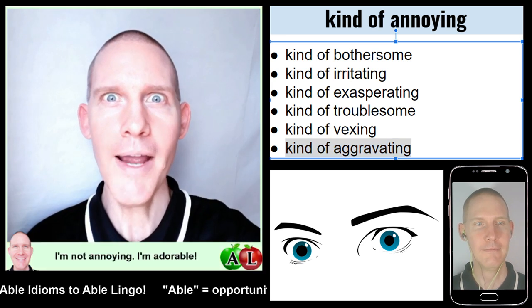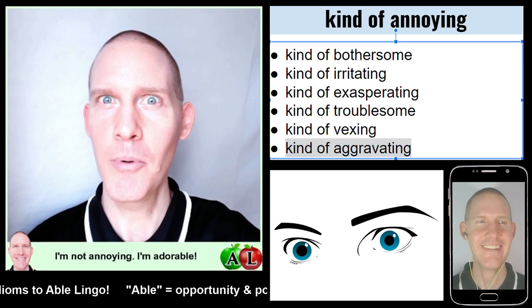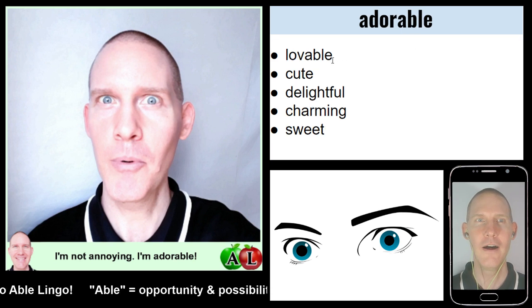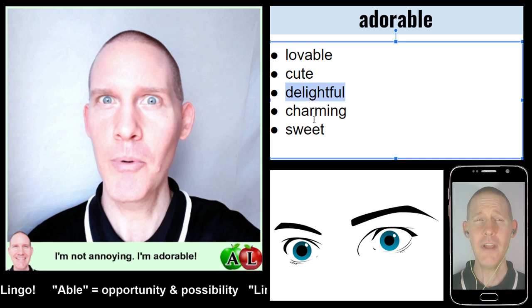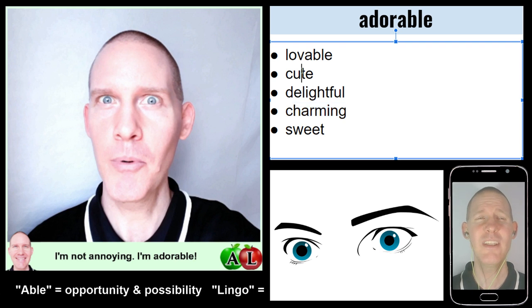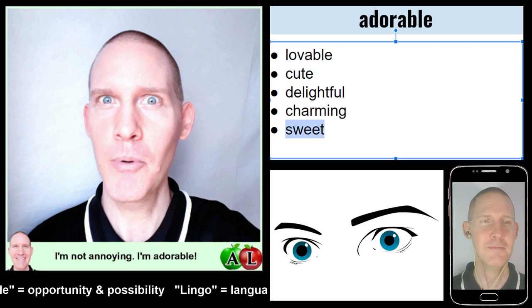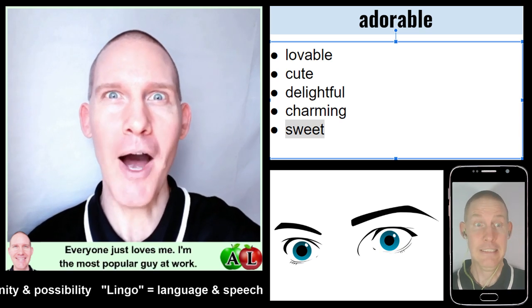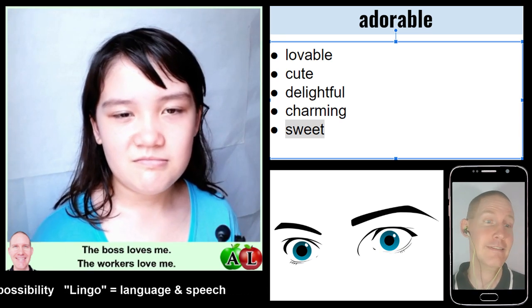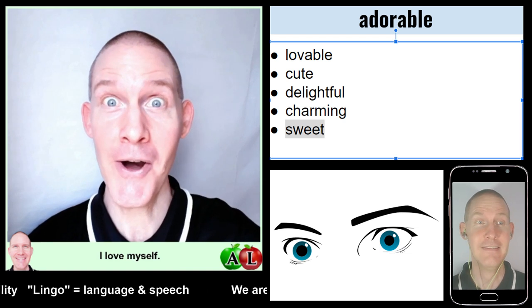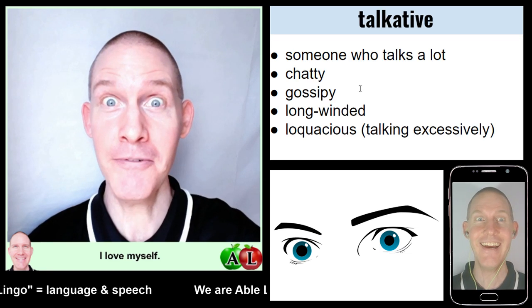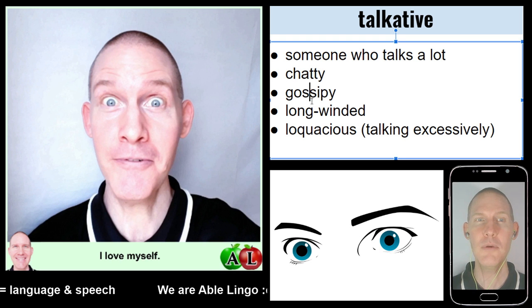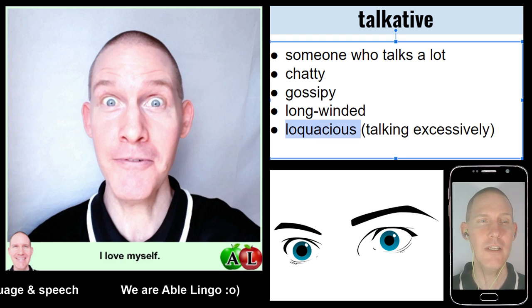What? I'm not annoying. I'm adorable. I am lovable. I'm delightful. I'm charming. I'm cute. And I'm sweet. Everyone just loves me. I'm the most popular guy at work. The boss loves me. The workers love me. I love myself. This guy's talkative. He's gossipy. He's long-winded. He's loquacious.